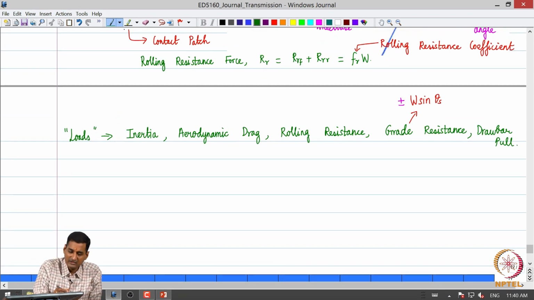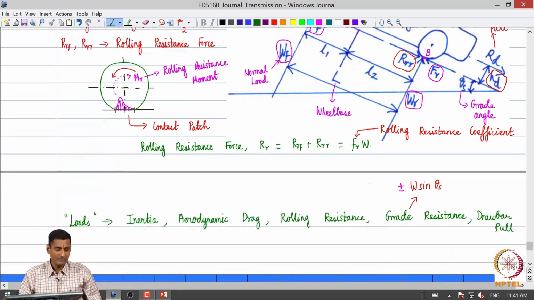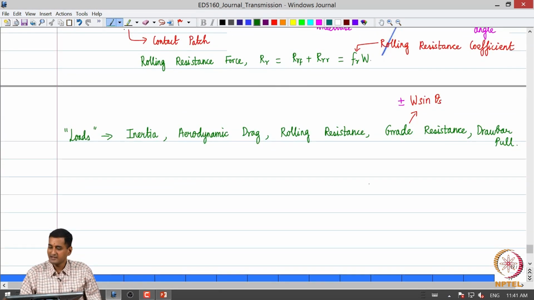So, now the process that we are going to follow is the following. We are first going to sum all the forces along the direction of motion, we are going to balance them, right. Then we will take moments about points A and B, so that we get expressions for WF and WR, okay. So, that is the analysis we are going to do.